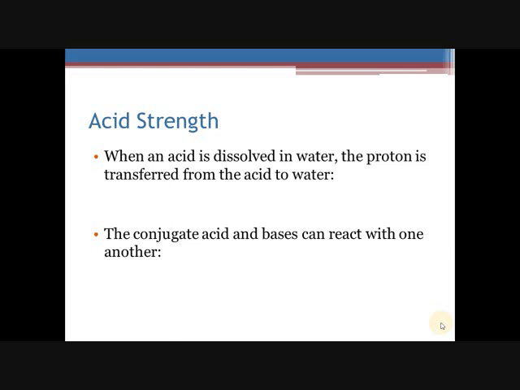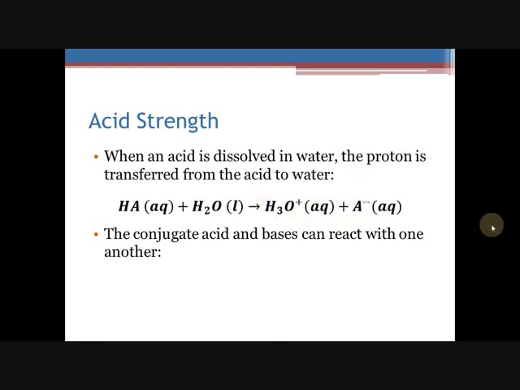So in video 1 we introduced acids and bases. Now we're going to talk about how to tell how strong an acid is. When an acid is dissolved in water, the proton, the H+, remember, is transferred from the acid to the water, as shown here, where the acid loses the H, so it becomes just the anion left, and then the water gains the H to make the hydronium. Okay, we just saw that in the first video.